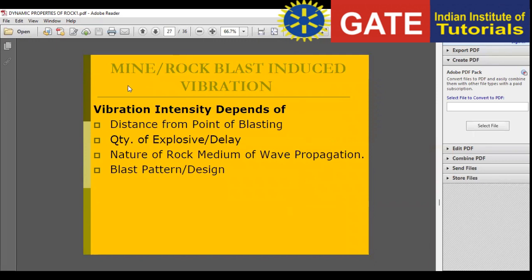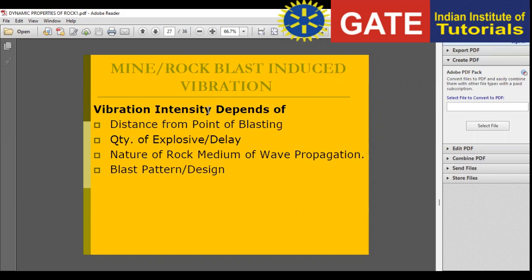So mine rock blast induced vibration, means out of all the 6 seismic waves, the next important one is this mine rock blast induced vibration. On what factors does it depend, how to find out the peak particle velocity, and what are the geological parameters that affect the ground vibration.